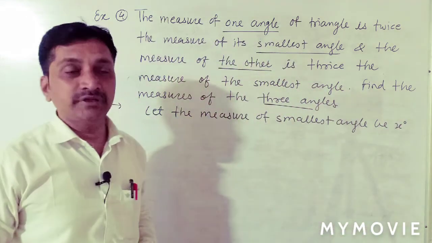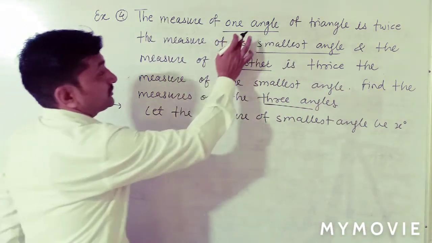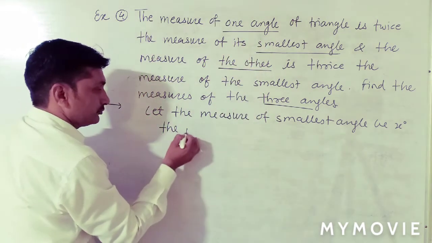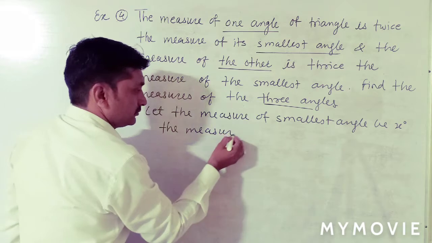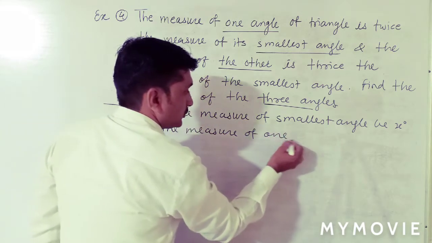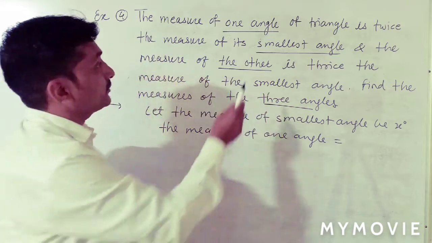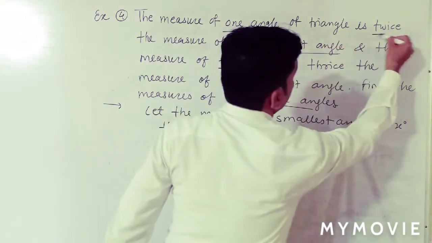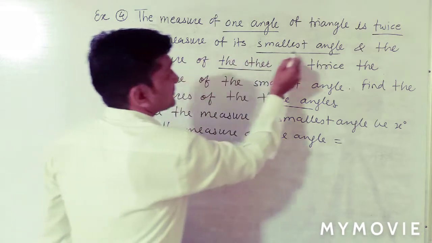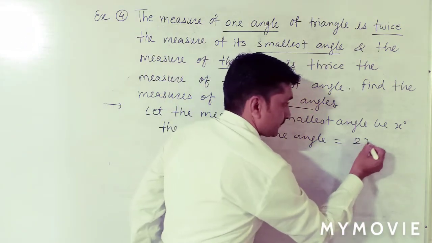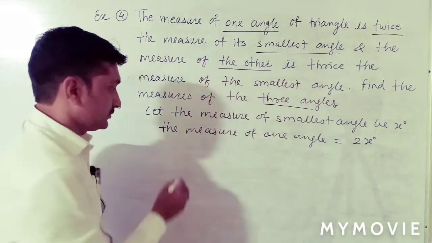Let the measure of the smallest angle be x degrees. Then what is the condition about one angle? The measure of one angle is equal to, what is the condition for one angle? One angle is twice the smallest. Twice the smallest means 2x. Means one angle is 2x.